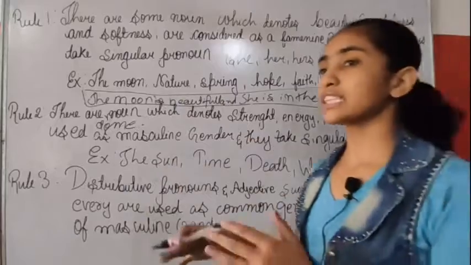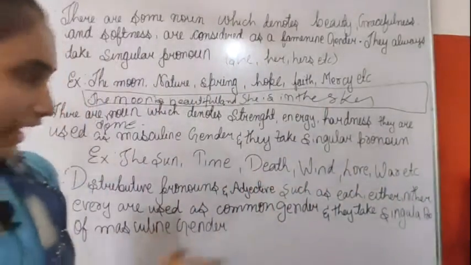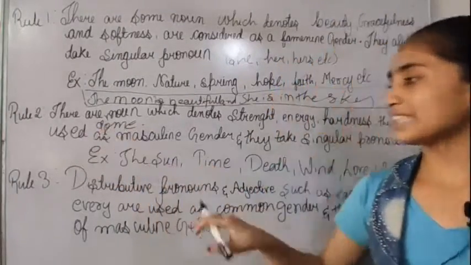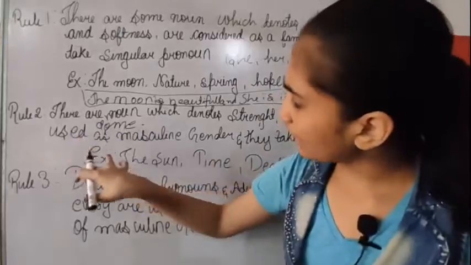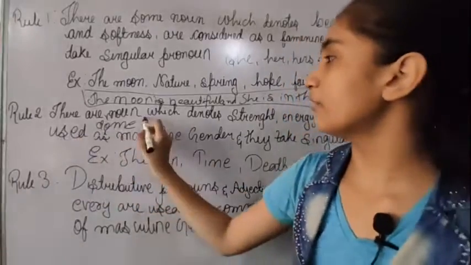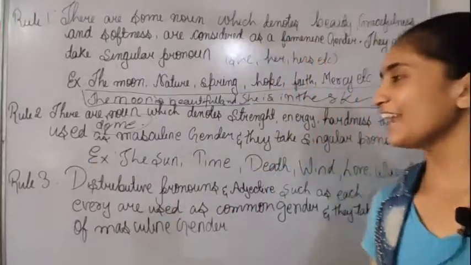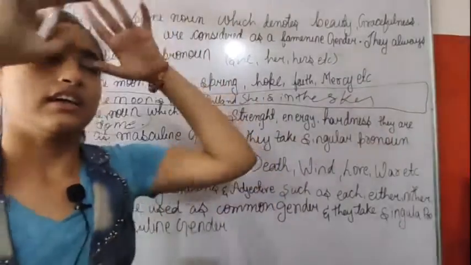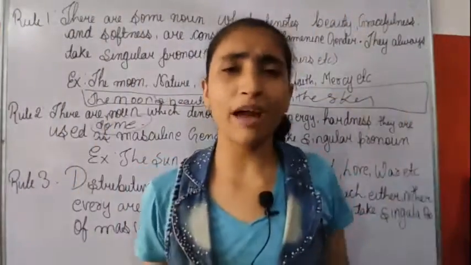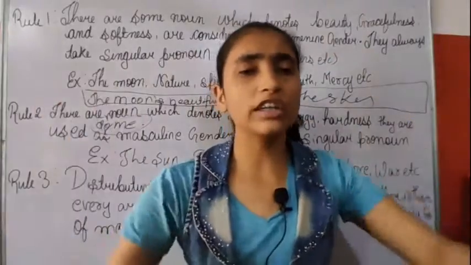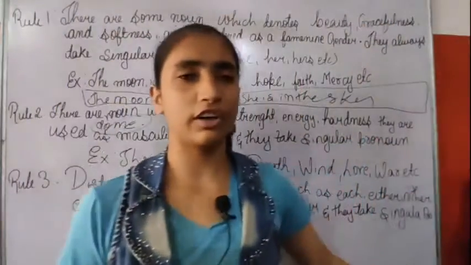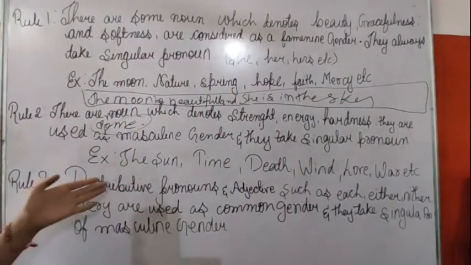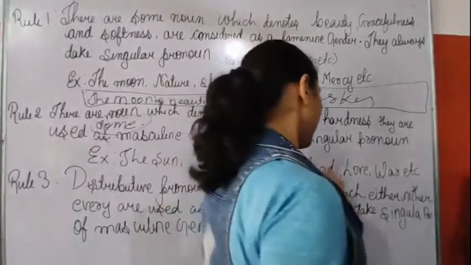Now there are some nouns which denote strength, hardness and energy, and they are used as masculine gender, and they always take a singular pronoun. Don't be confused. Don't be vague. Let's focus, give your whole focus over here and read it by heart. For example, you can take the sun, time, death, wind, love and war.